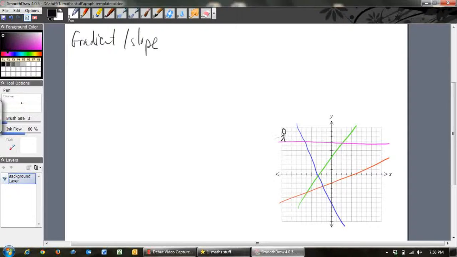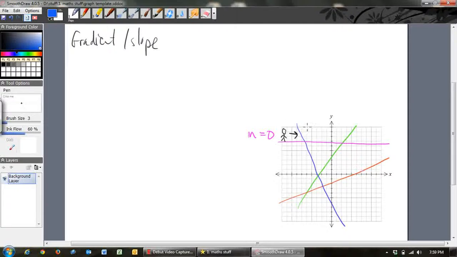Now, if you're a little dude, put yourself on the line. If you walk from left to right on each of these graphs, I just want you to think about what will happen to you. So let's start with purple. If you're walking from left to right, are you going uphill, downhill, or just on the flat? In this case, you're just walking flat. And so here, m, which is the gradient, is equal to 0. There's no uphill, no downhill, it's just a 0, flat line.